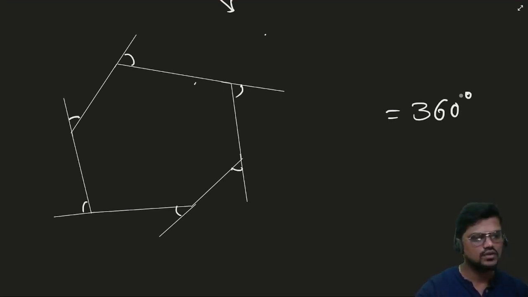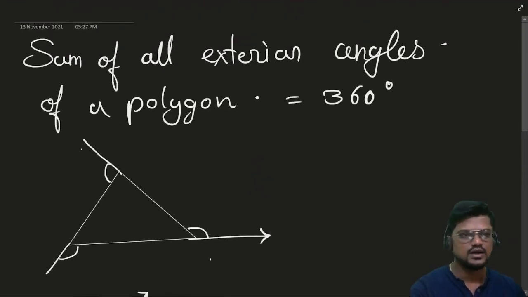Got it? It will always be 360 degrees. That also you can check by drawing any kind of figure, measuring all the angles and seeing what the sum is. You will get 360. Either you'll get 359 or 361 because there will be some error in your diagram, but it will be almost near to 360. Fine. Sum of exterior angles we have done. Now let us start with some examples.